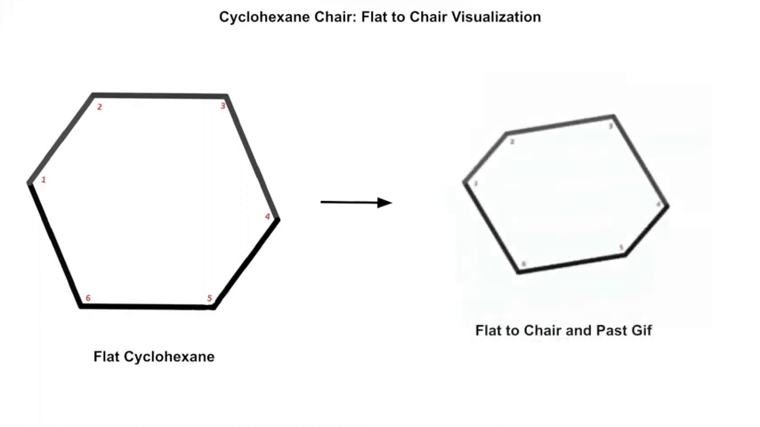It's got carbon 1 labeled here, 2, 3, 4, 5, 6 around the ring. And then that's the flat. I'm looking at it from the top. And then I'm going to rotate this. This is how I want you to visualize it.